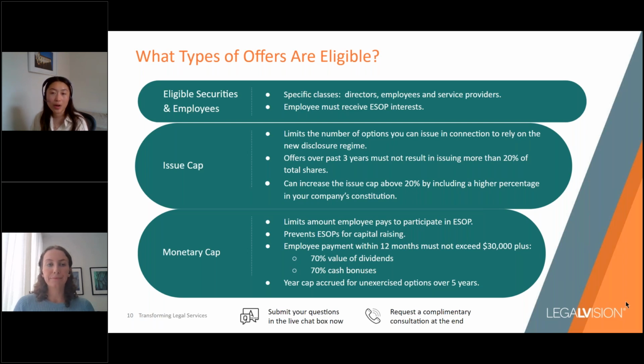To comply with the monetary cap, the amount that an employee is allowed to pay under a compliant offer for options in a 12-month period must not exceed $30,000 plus 70% of the value of any dividends that that employee received in connection with the ESOP during that 12-month period, plus 70% of any cash bonuses that that employee received in that 12-month period. And that yearly $30,000 cap can be accrued in relation to unexercised options over 5 years. So you can spread out the offers to achieve a maximum payment of $150,000 over 5 years.